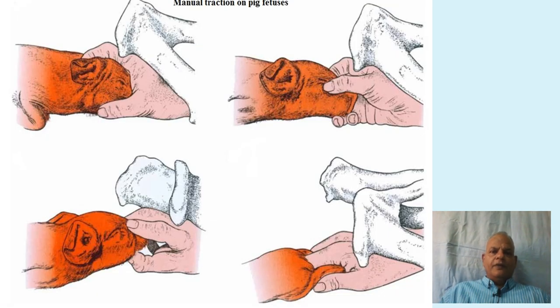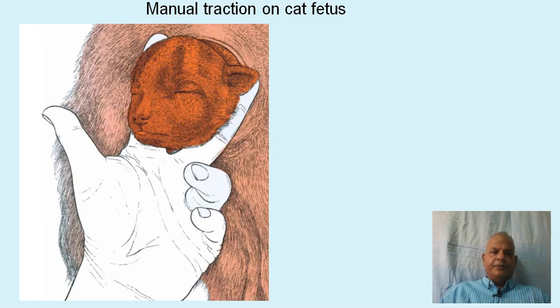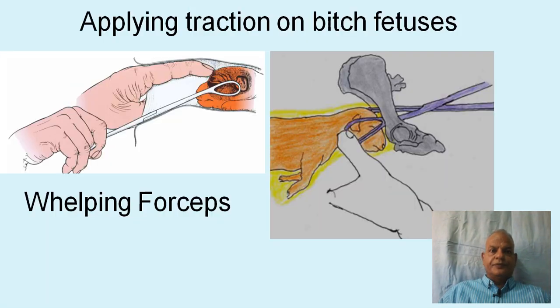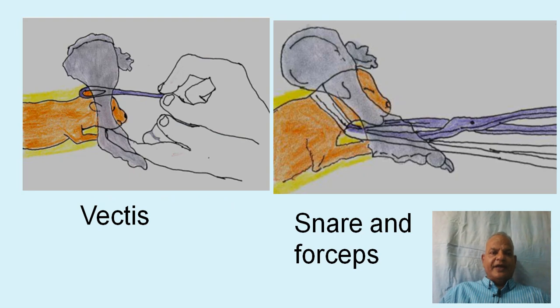And this is how manual traction can be applied on big fetuses, catching hold of the snout or catching hold of both the hind limbs. Then this is how manual traction can be applied on the cat fetus. Then applying traction on the bitch fetus using a walloping forceps. You can see in these pictures a walloping forceps is being used. Then a vectus and snare and forceps can be used for applying traction in the bitch.